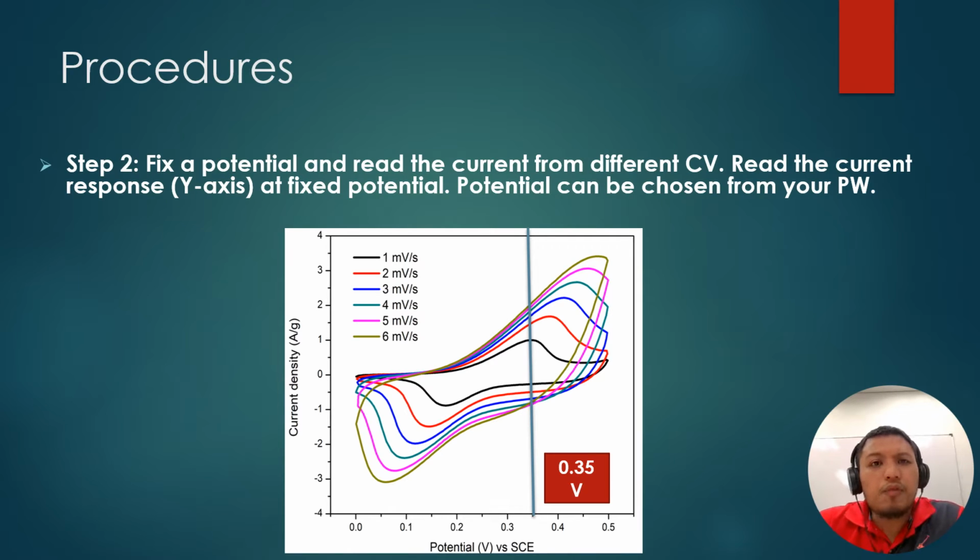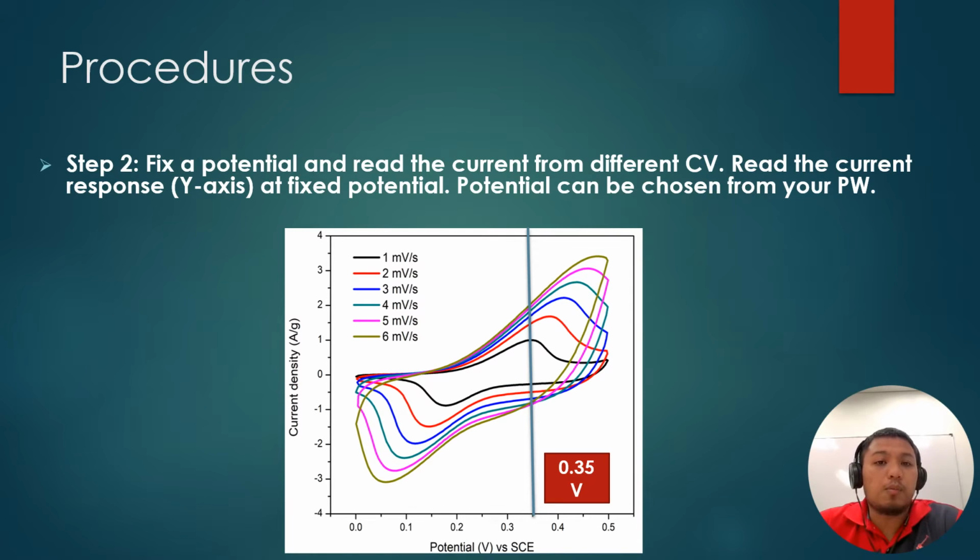Okay, next we fix the voltage, the voltage at which we want to measure the v value and the current response. Step 2 is to fix a voltage or a potential and read the current from the CV. A lot of people ask me how to read the current. The current is from the y-axis. You can use the origin, put your cursor here and see what the current is at the y-axis. It's as simple as that to observe and read the current response.